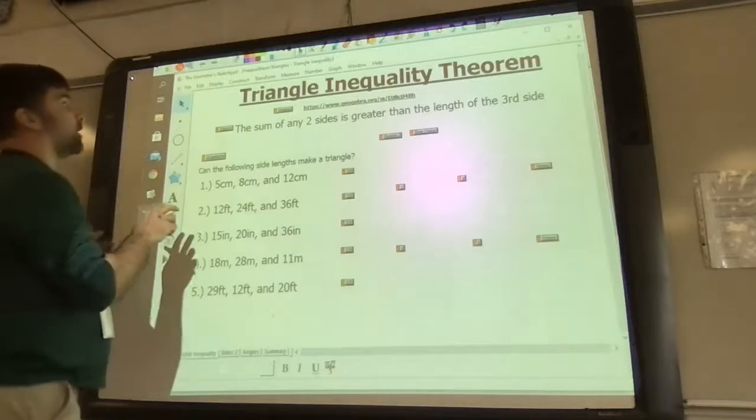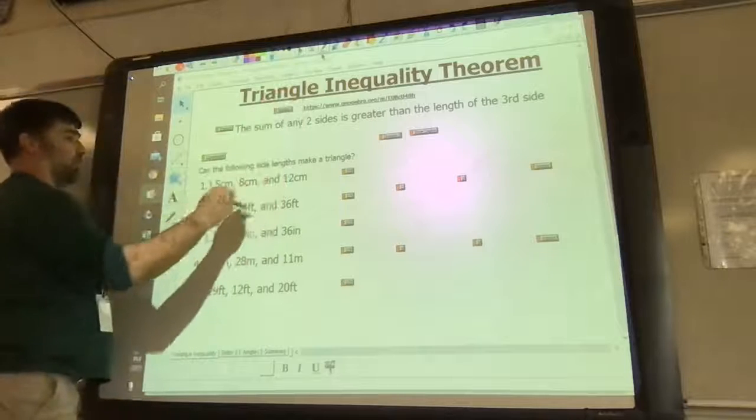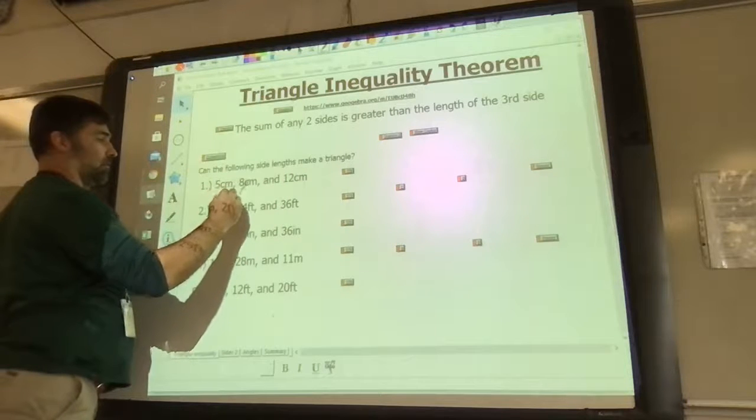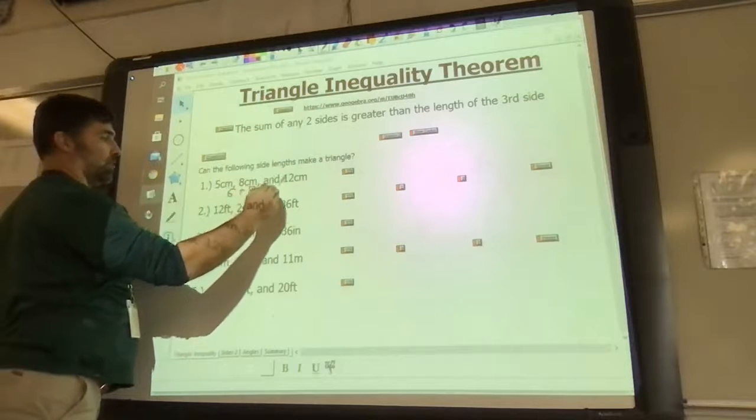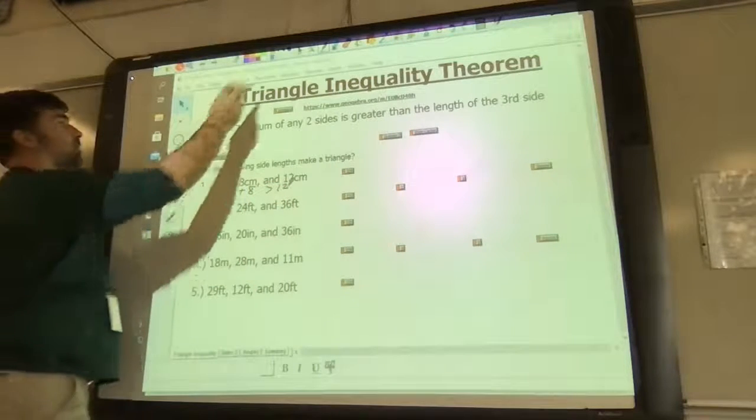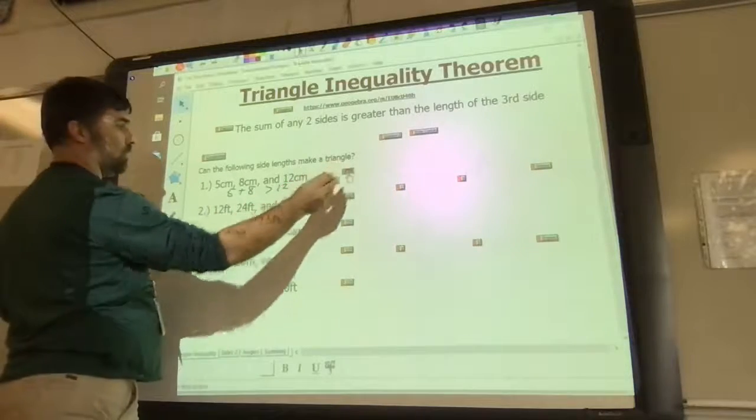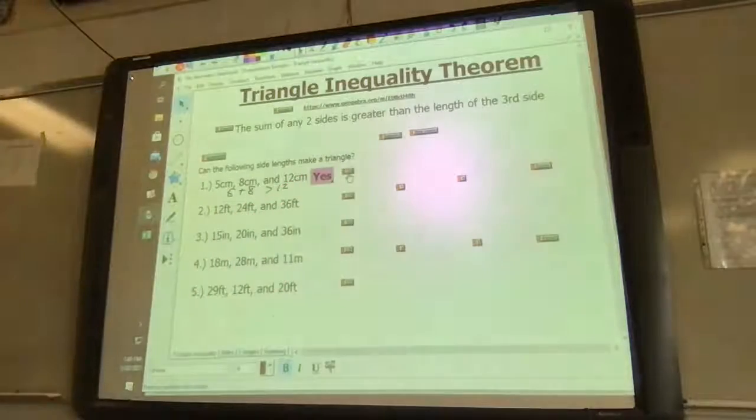So the 2 smallest are 5 and 8. What's 5 plus 8? Is it greater than 12? That's the question. 13. 13 is bigger than 12. So yes, there is a way to connect those to make a triangle. So all you got to do, take the 2 smallest, add them together, see if it's bigger than the third.